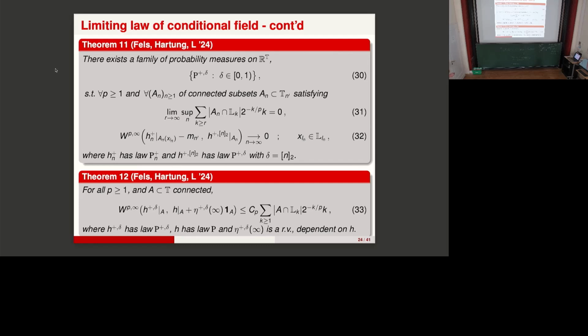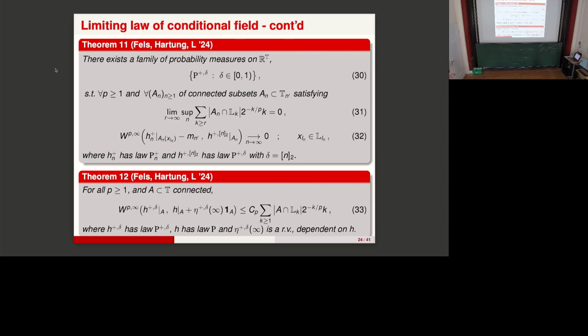So it says if you look at the test set A, and you look at how this field looks like on the test set A, well, it looks like a usual branching random walk, not conditioned on anything, plus a global shift, which I denote by eta plus delta of infinity. Again, the field is H plus delta. The limiting law looks like a regular field shifted globally by some dependent quantity, but governed by a scalar. So there's a global shift.